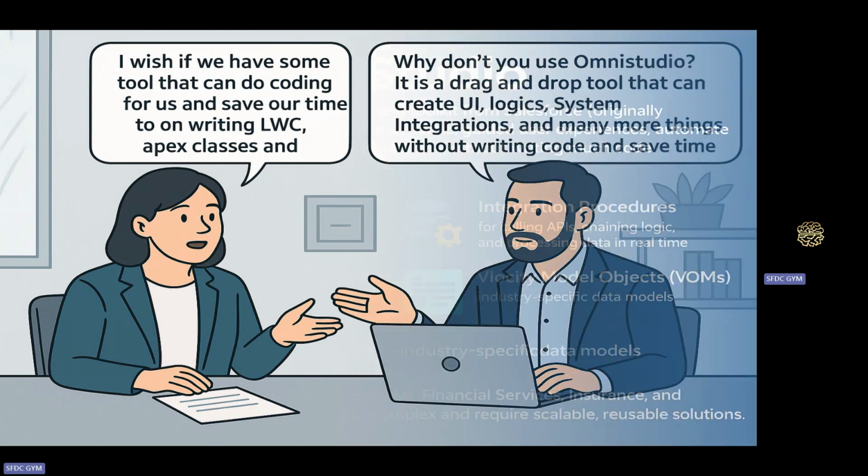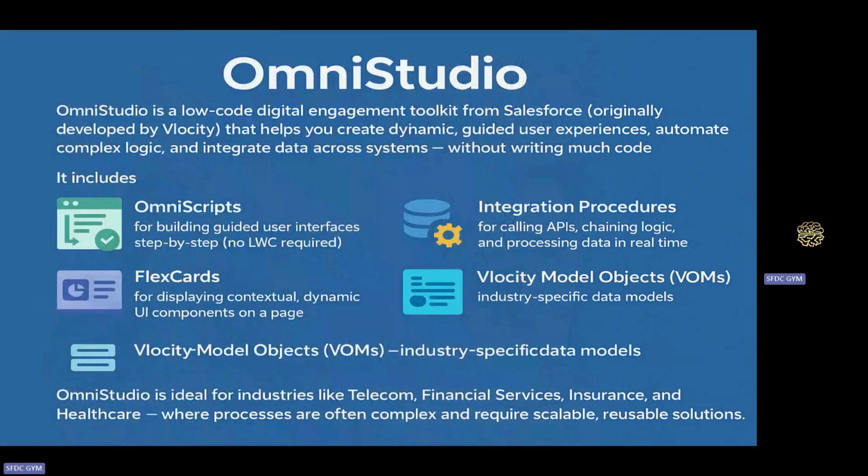Okay, so let's see how OmniStudio is going to help us and what it actually is. Let's try to understand this with the help of its definition, which is written here. OmniStudio is a low-code digital engagement toolkit from Salesforce. Basically, it's a low-code digital engagement toolkit. That means it is a kind of tool you can use on top of your Salesforce. Originally, this was designed by Vlocity. Before we discuss OmniStudio in more detail, let's try to understand what Vlocity is.